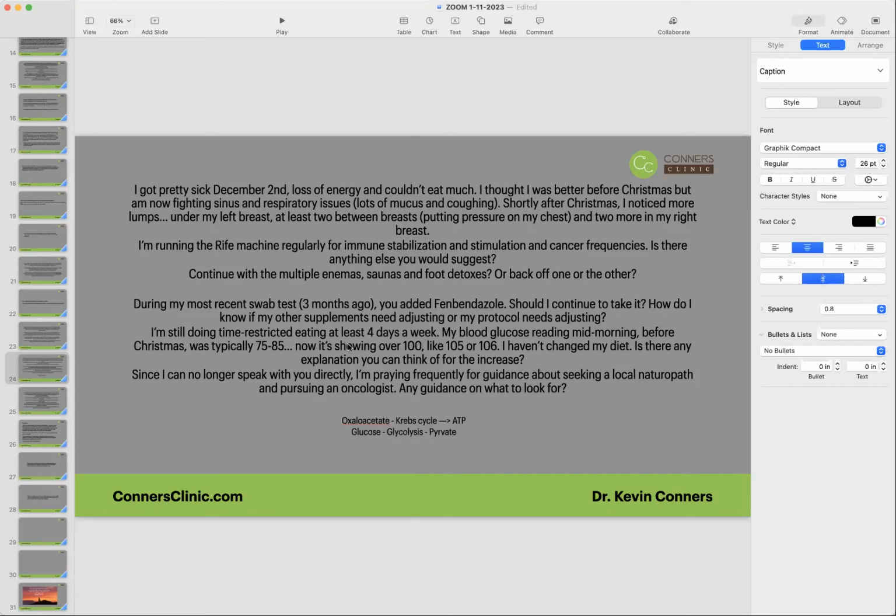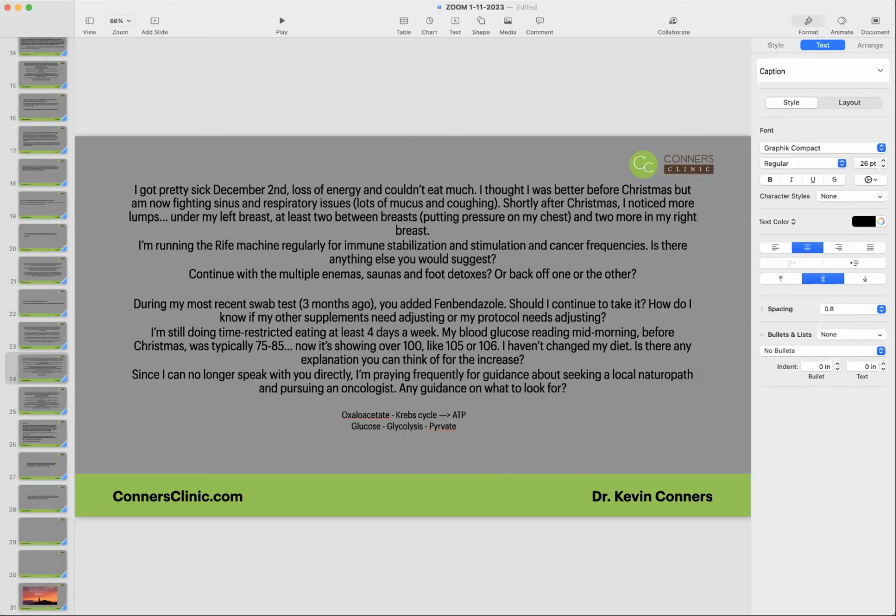Also, if you have something like this, normally my glucose is 75 to 85, and I haven't changed my diet whatsoever. Nothing's changed. Now it's over 100, 105, 106. Quite possibly what's taking place is the Warburg effect, and quite possibly adding oxaloacetate would be the thing to do.